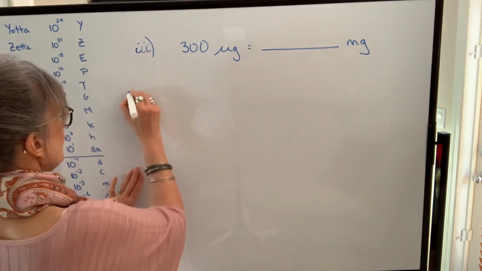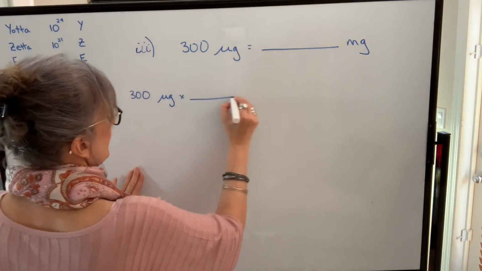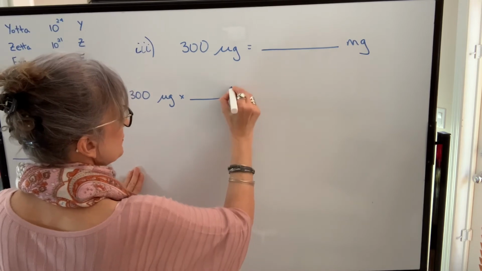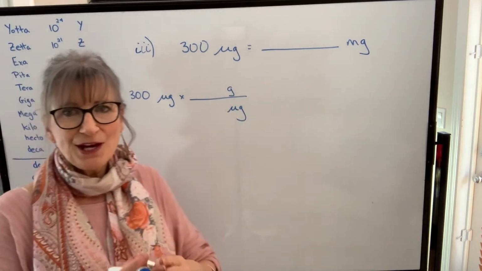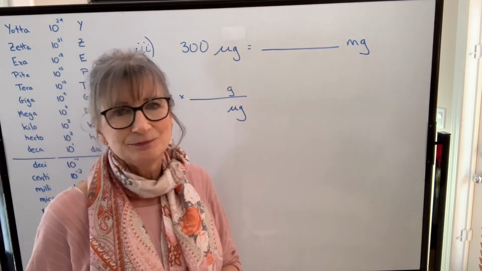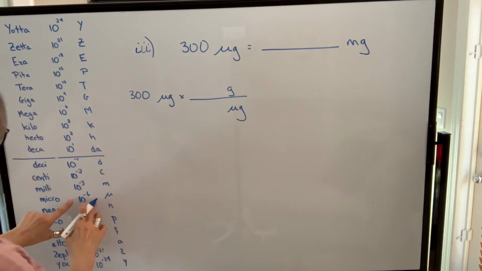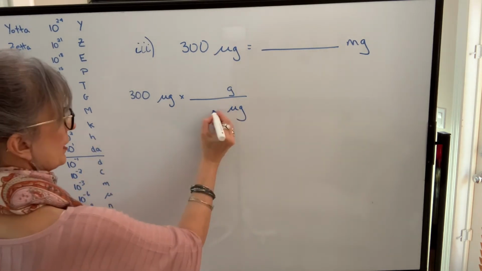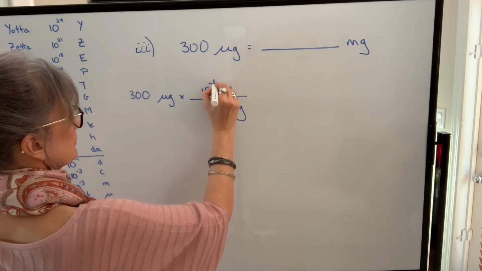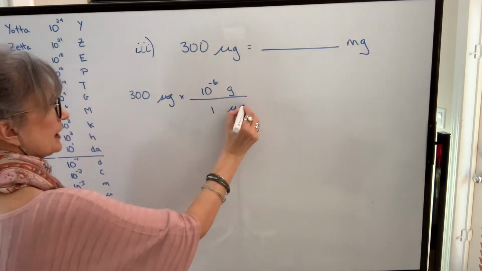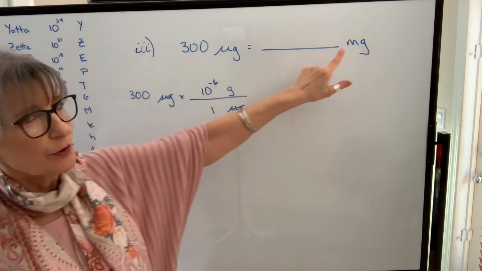So in this example, 300 micrograms, I'm going to change from micrograms to the base unit of grams. So I'm going to go to the unit without a prefix. Then from there, I can go to milligrams. Let's start here first. We know that 1 microgram is equivalent to 10 to the negative 6 grams. So that eliminates micrograms. But I don't want to stay in grams, I want to go to milligrams.